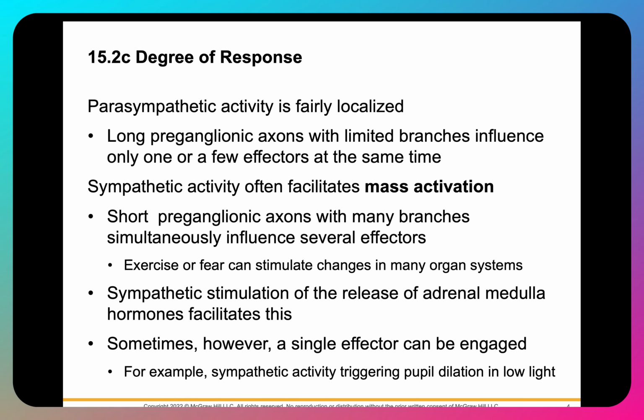Now, when we compare the two in comparison to what they innervate, the parasympathetic division, its action will be fairly localized. And once again, this is due to the long preganglionic axons, and it's not going to influence a lot of effectors at any given point in time. Whereas the branching nature of the short preganglionic axons in the sympathetic nervous system does allow the simultaneous innervation to several effectors. And another factor that we will see is the sympathetic stimulation from the adrenal medulla is going to release hormones, typically epinephrine. So we will see this along the way.